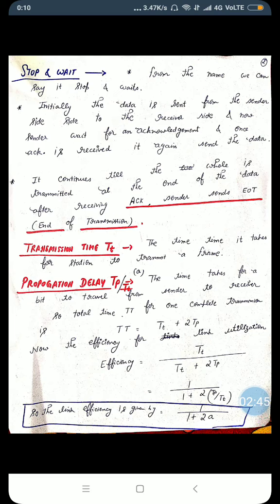Here we have some time functions. The first one is the transmission time, that is represented by capital T and small t in the subscript, Tt. It is the time it takes for a station to transmit a frame. The next one is the propagation delay, that is Tp. It is the time it takes for a bit to travel from the sender to the receiver.